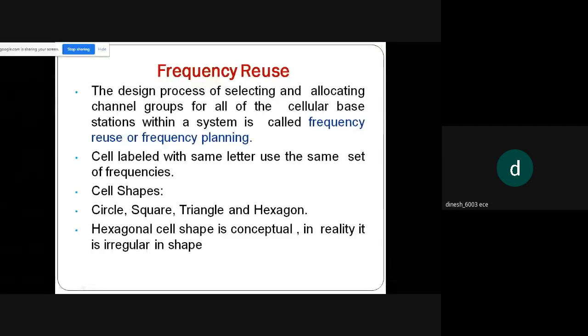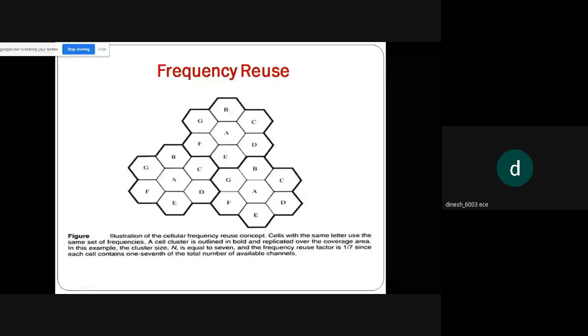So then the cell shapes can be given in the form of circle, square, triangle, hexagon. In all the concepts, hexagonal is the shape which is being preferred and it is conceptual. But in reality, it is irregular in shape. Okay, the cell shape. So this is your cell shape.